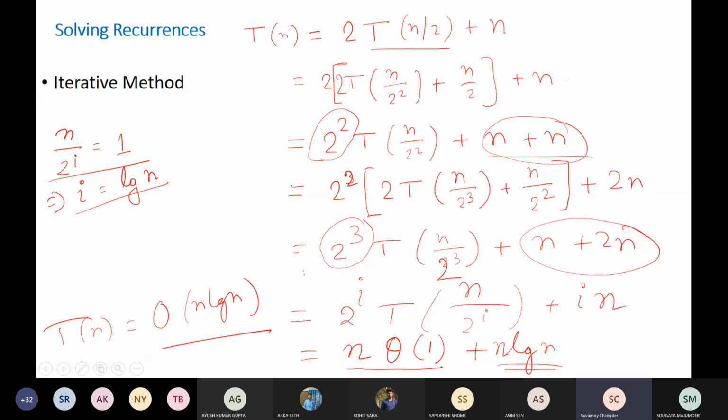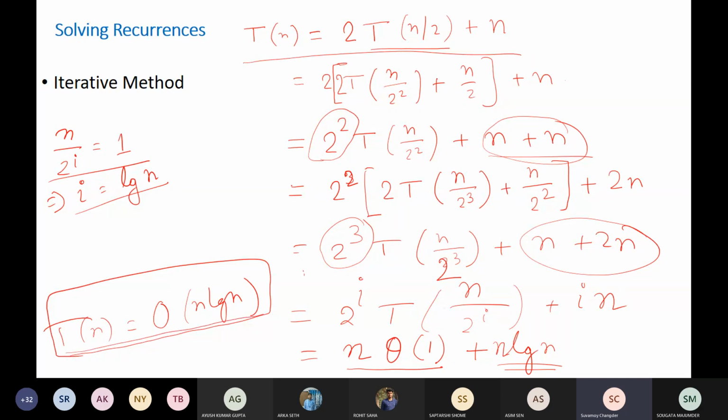So by the iterative method we can find the solution of the given recurrence. Iterative means we just go on iterating the recurrence till we reach the terminating condition, find the terminating condition, put the values here and get the solution. For the same equation, we have got that the time complexity of T(n) is order of n log n. Okay.